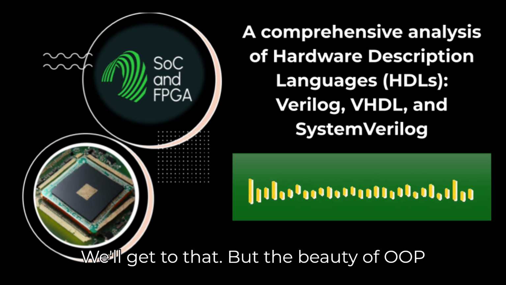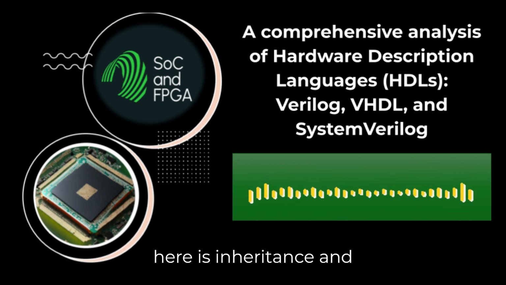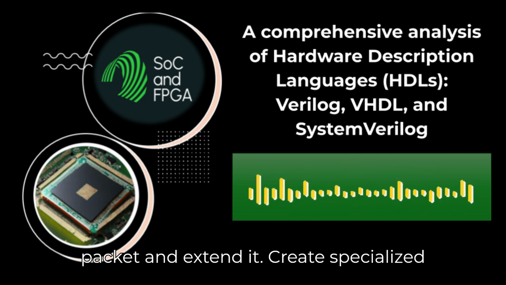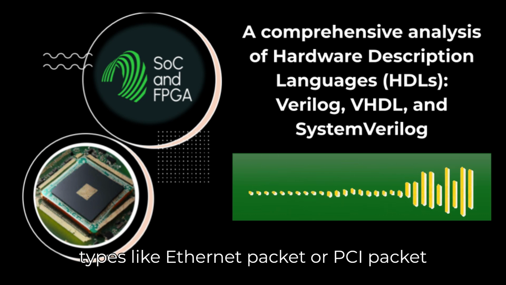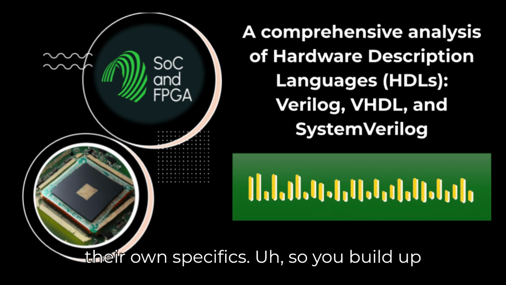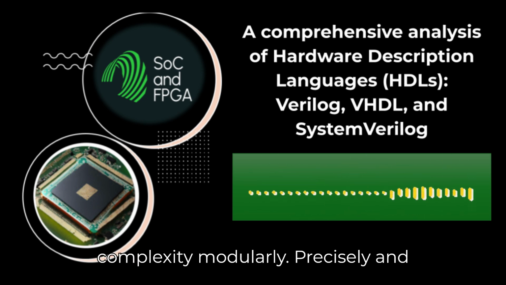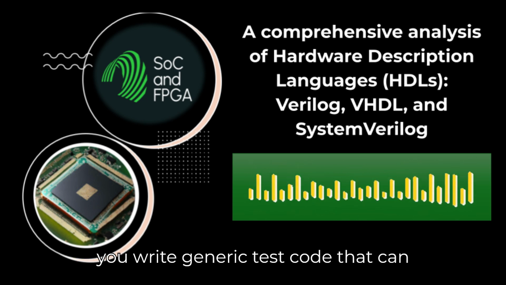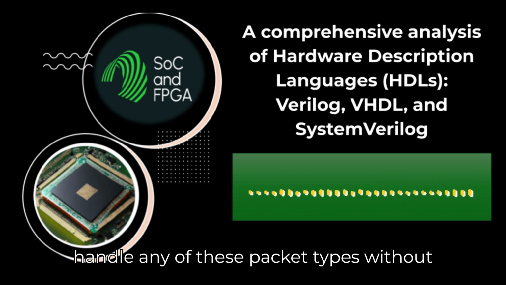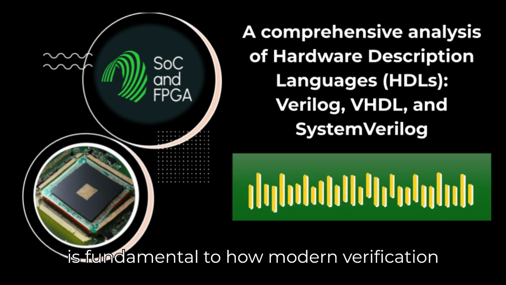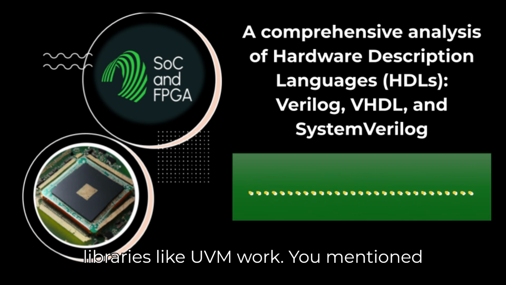But the beauty of OOP here is inheritance and polymorphism. You can take that basic packet and extend it. Create specialized types like Ethernet packet or PCI packet that inherit the basic stuff but add their own specifics. So you build up complexity modularly. Precisely. And polymorphism, using virtual methods, lets you write generic test code that can handle any of these packet types without knowing the exact type beforehand. This is fundamental to how modern verification libraries like UVM work.